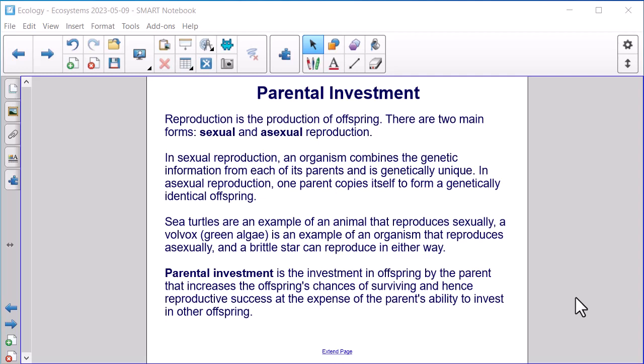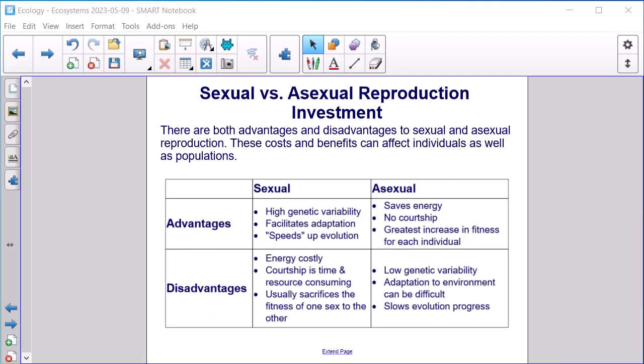Parental investment is the investment in offspring by the parent that increases the offspring's chance of surviving and hence reproductive success at the expense of the parent's ability to invest in other offspring. There are both advantages and disadvantages to sexual and asexual reproduction. These costs and benefits can affect individuals as well as populations.